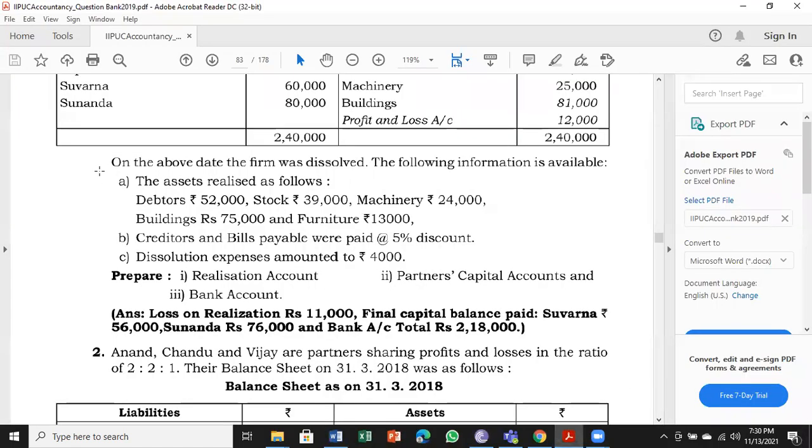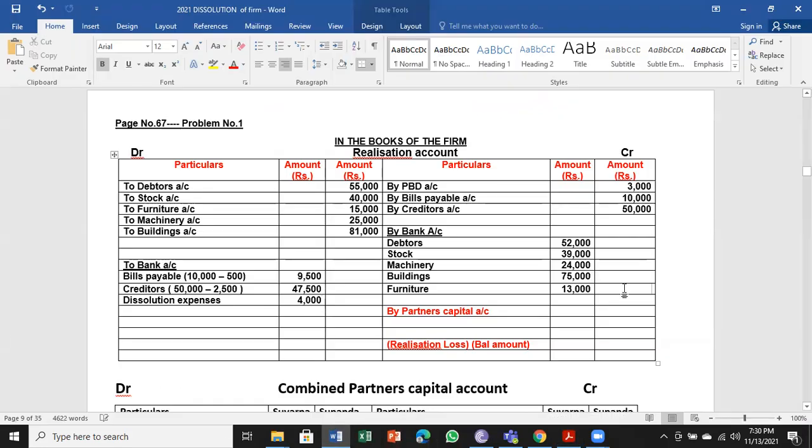Once we complete the adjustments, then we can go for totaling the assets realized and liabilities paid. First we have to ensure whether we have considered all the adjustments or not. That is most important. Otherwise, you may miss some of the items or adjustments, and that will trouble you in the balancing part. So assets realized total 2,03,000. On the liabilities side, let us total the liabilities paid and expenses paid. That comes to 61,000.